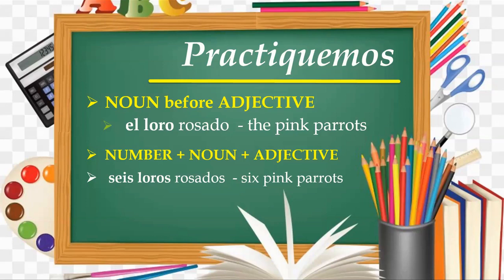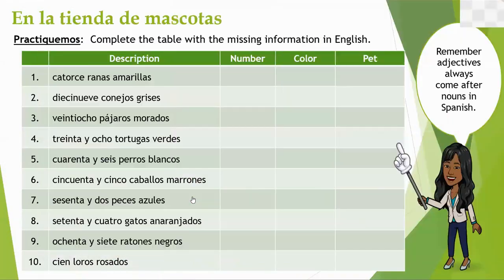Now look at the number. When you're saying how many of something, look what it is. It says the number, then the noun, then the adjective. So you have seis loros rosados. We have 6 pink parrots. Now, literally, it says 6 parrots pink, but that's not the way we talk, right? But that's the way we write it when we're writing Spanish. So keep that in your head. Make a note of that. Write it down. Stick it in your head, and let's continue. Let's get some practice. Okay. You have the number, you have the color, you have the pets.